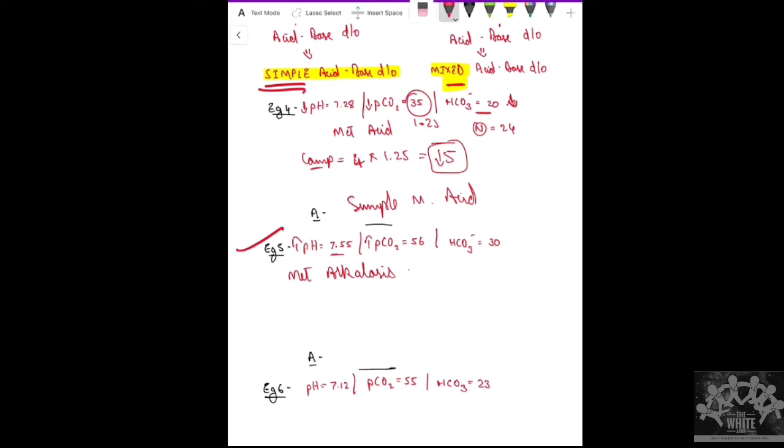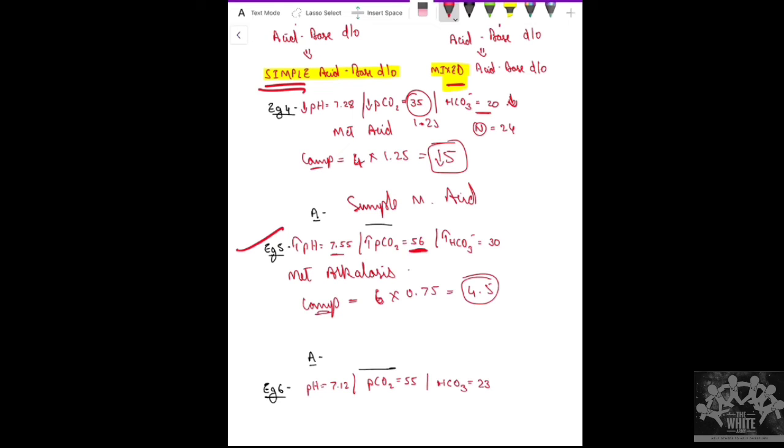So next we calculate for compensation. Compensation is, if HCO3 minus increases by 1 milliequivalent, PCO2 should increase by 0.75. So when we calculate for compensation, HCO3 minus levels have increased by 6, into 0.75. That will be equal to somewhere around 4.5. Correct, no? Somewhere around 4.5. But PCO2 is much higher.